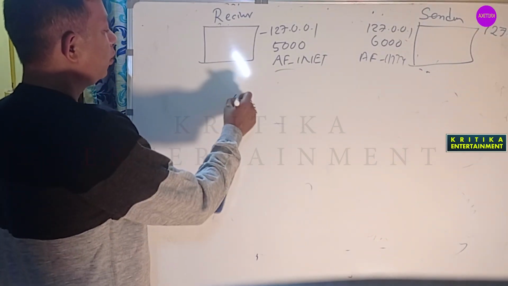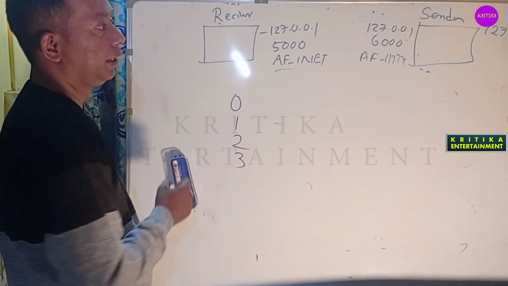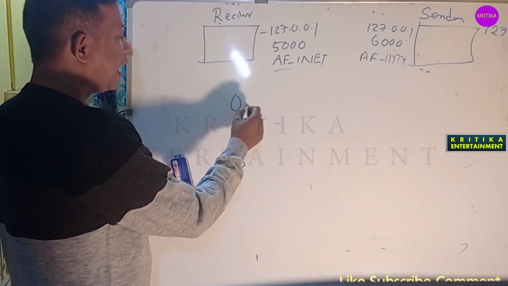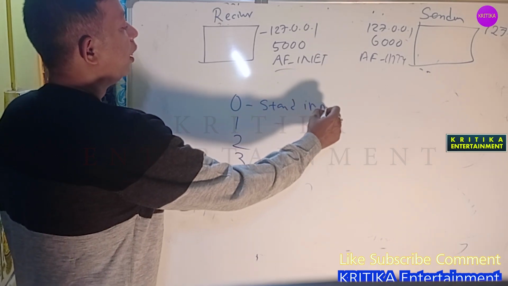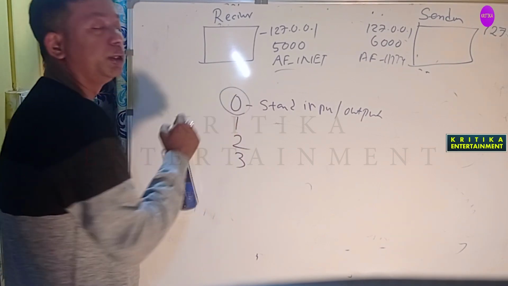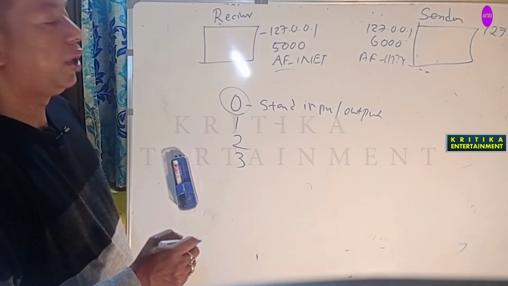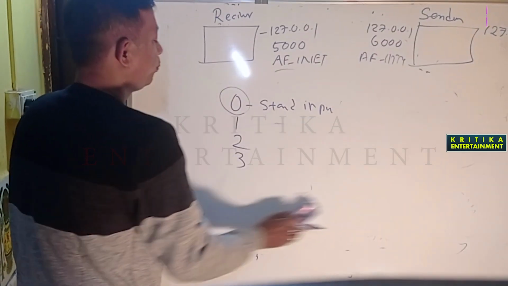Why not 0? Why not 1? Why not 2? Directly return the 3. Okay, 0 stands for your standard input. It is the predefined value. 0 is for keyboard input. Sorry, it is for keyboard input.